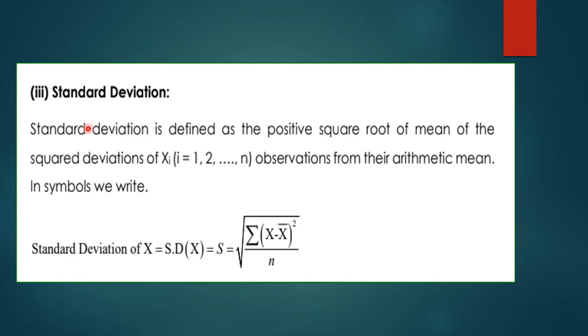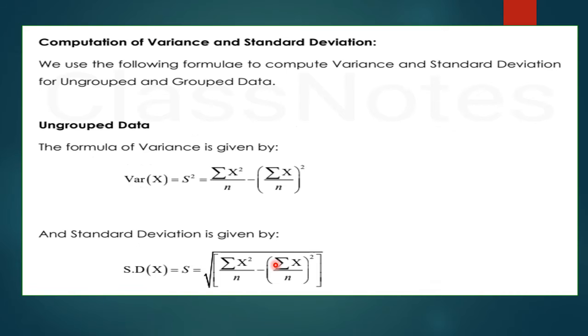Now the third is standard deviation. Standard deviation is defined as the positive square root of the mean of the squared deviations from 1 to n observations from their arithmetic mean. In symbols we can write the formula: standard deviation of x, SD, S means standard, D means deviation of x. So in a shortcut way we use s is equal to the square root of summation x minus x bar whole square divided by n.